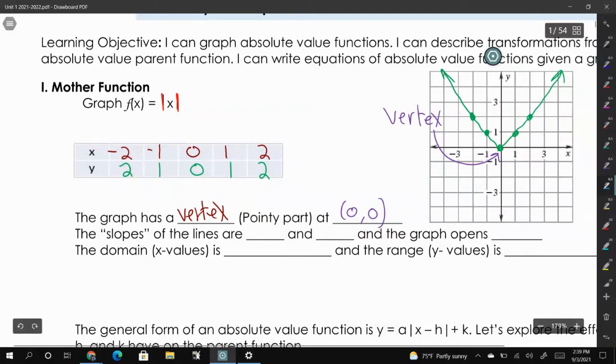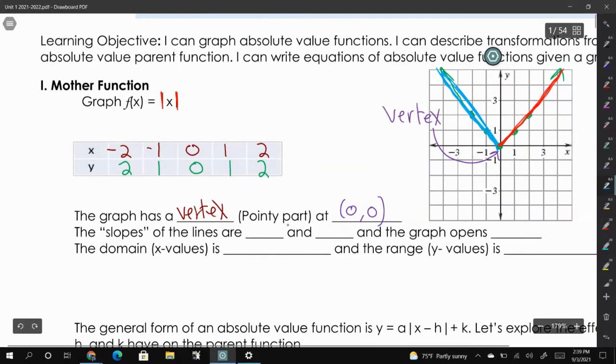And you notice that you have two lines that make up this absolute value function, or this V. You have this line in light blue, and you have this line in red. So the slope of the light blue line, going from left to right, we're going down 1, right 1, down 1, right 1. That gives us a slope of -1/1, or just -1. Looking at the red part, our slope going from left to right is up 1, right 1, up 1, right 1. So +1/1, or just 1.